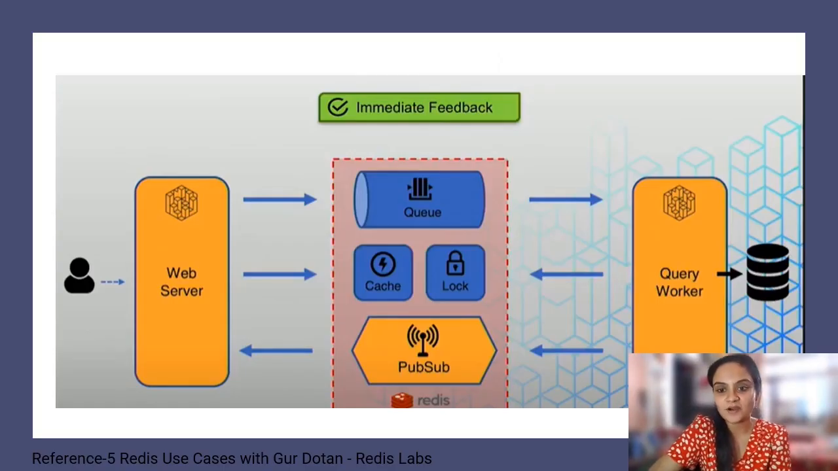So let's talk about all the 5 use cases in detail. Let's dig deep into what this diagram is all about. On my left side, there is a web server, and on my right side, there is a query worker. A query worker is basically a background worker. And in the middle, we can see all the use cases which I listed in my previous slide. So the first use case is caching.